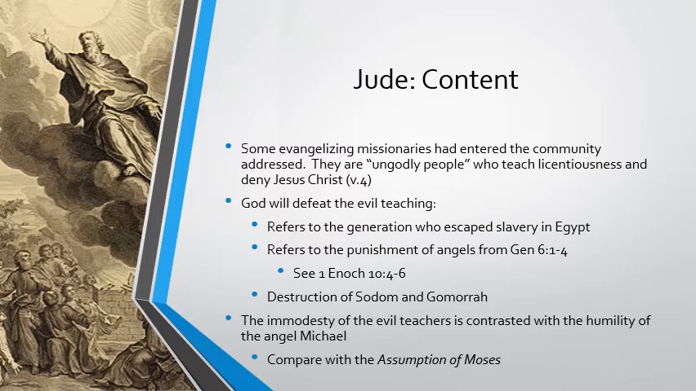Later on, he's going to quote from something called the Assumption of Moses. These are books that are part of Jewish heritage and tradition. They are not in the Old Testament. They are not in anybody's version of the Old Testament. And so, Jude, this is something you'll want to know for the test, surprisingly uses non-biblical sources or non-canonical sources to prove that God will defeat evil teaching. So the big takeaway here is know that Jude uses non-biblical sources.